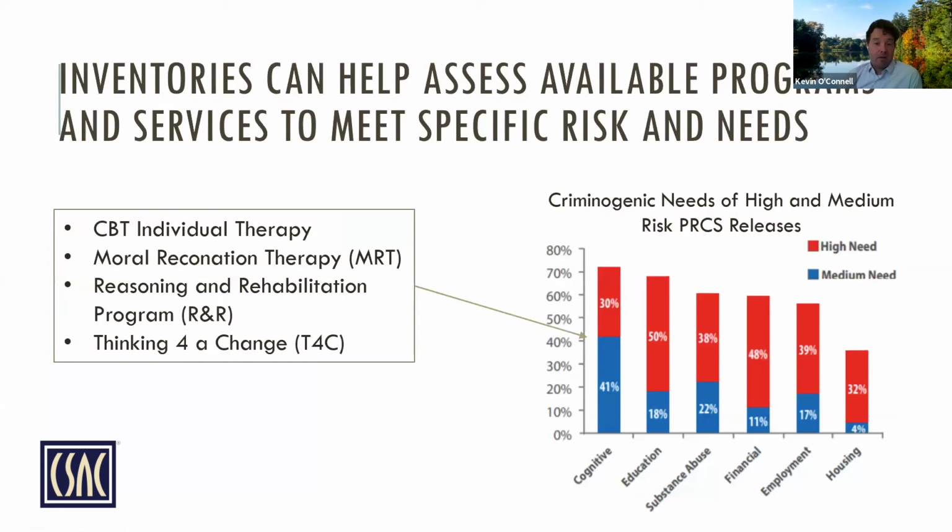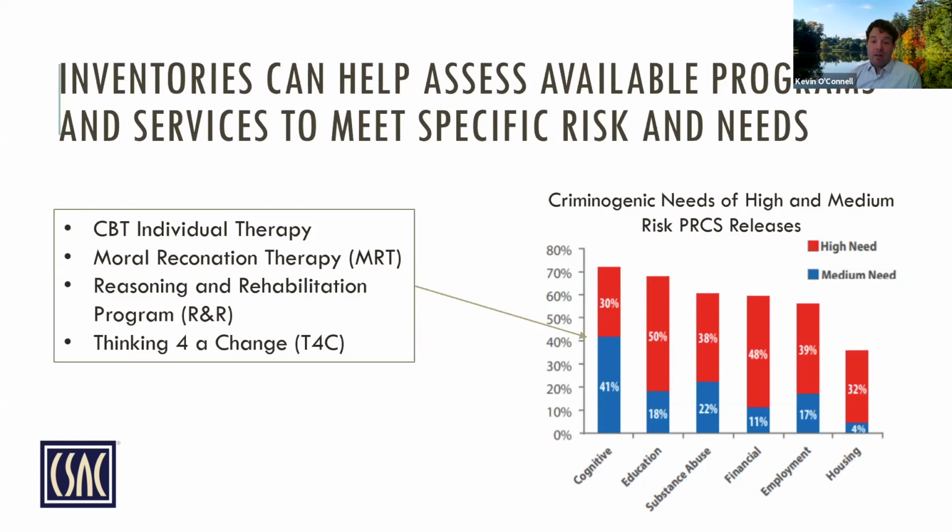But for me, some of the ones I've come across that are pretty compelling is that what this shows on the right is actually the release needs of people from post-release community supervision. Those are the people coming out of state prison. They're going to be released to the county to be supervised there. What we found is that over 70% of those who are medium and high risk had a high need for cognitive, or antisocial, thinking.